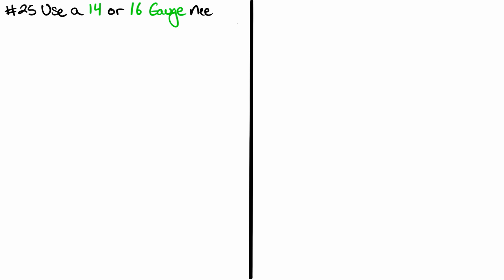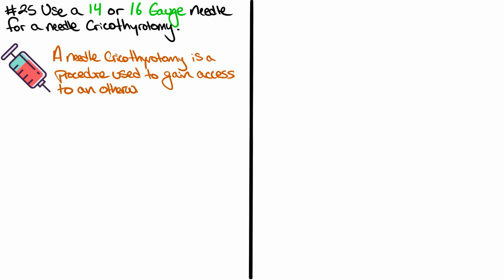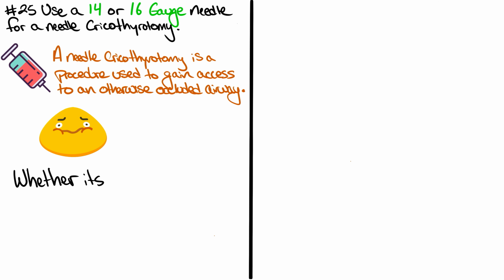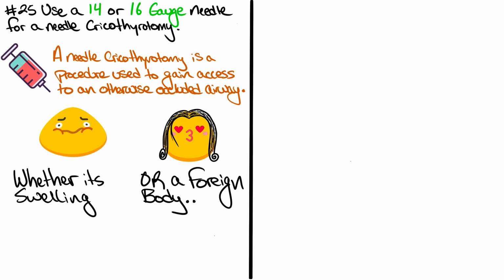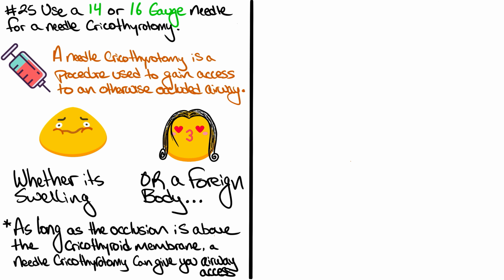Use a 14 or 16 gauge needle for a needle cricothyrotomy. A needle cricothyrotomy is a procedure used to gain access to an otherwise occluded airway. The occlusion can be anything from swelling to a foreign body. But as long as the occlusion is above the cricothyroid membrane, a needle cricothyrotomy can give you airway access.